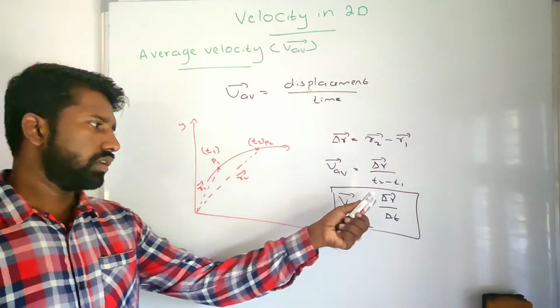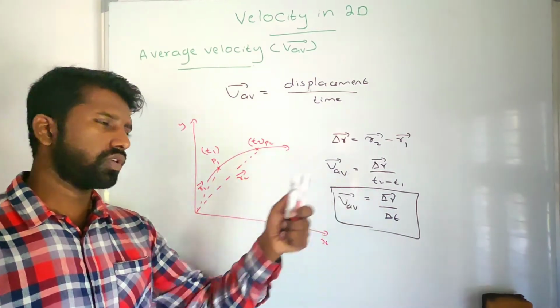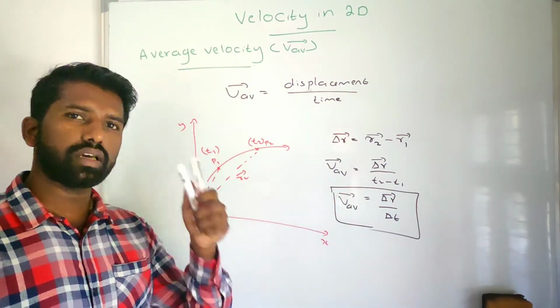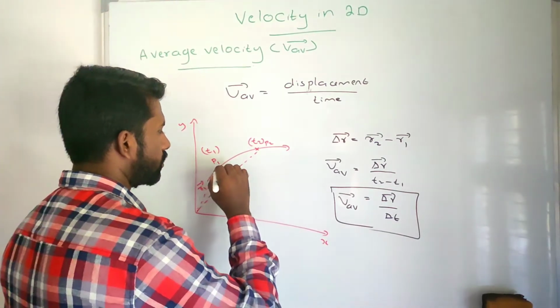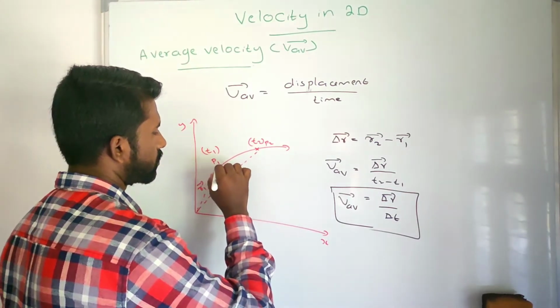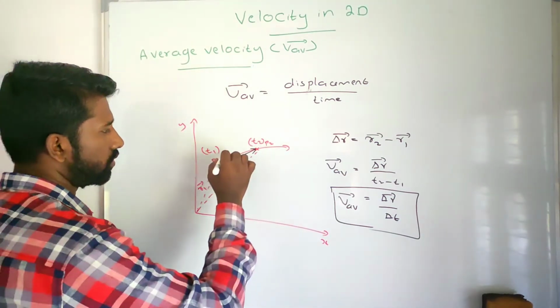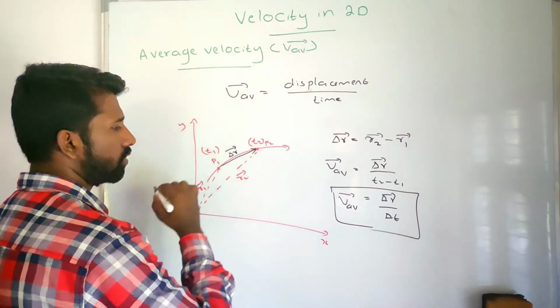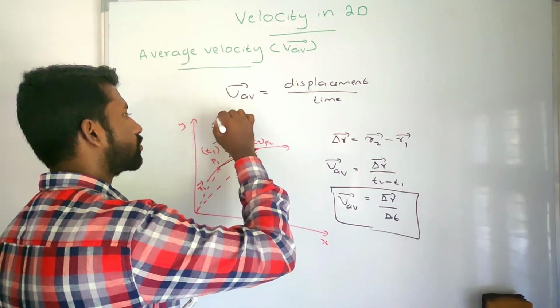Okay, here the direction of V average is similar to the direction of delta R. Delta R is the displacement. What is the displacement direction? Displacement direction means a straight line from initial to final position. So this is the delta R direction. So the average velocity also has the same direction.